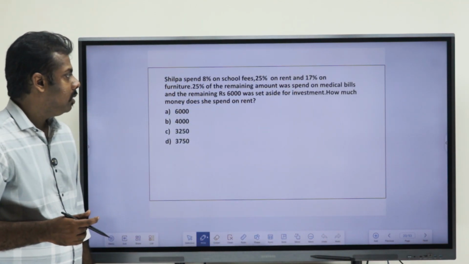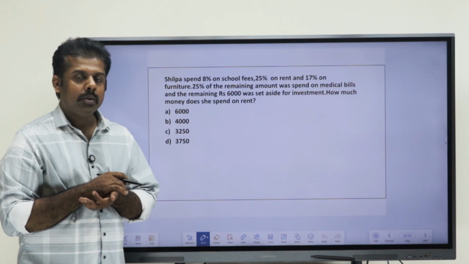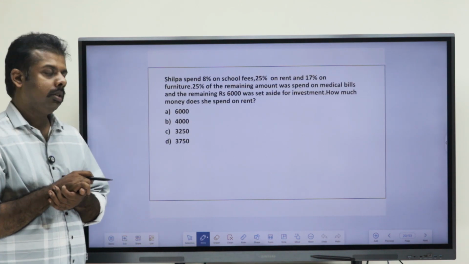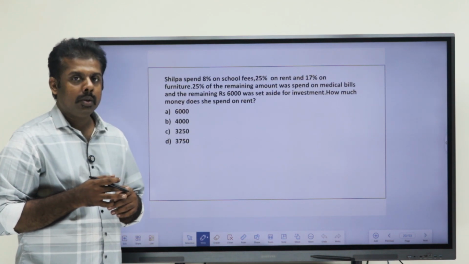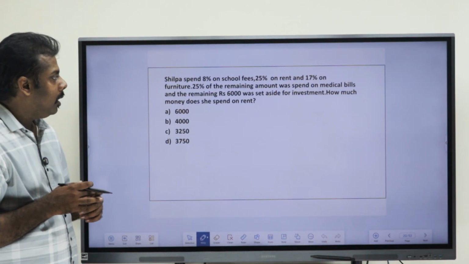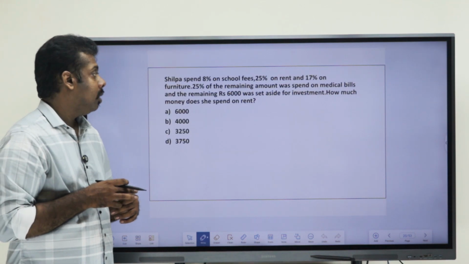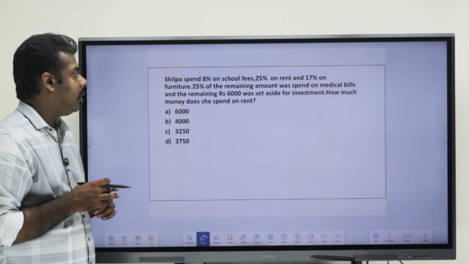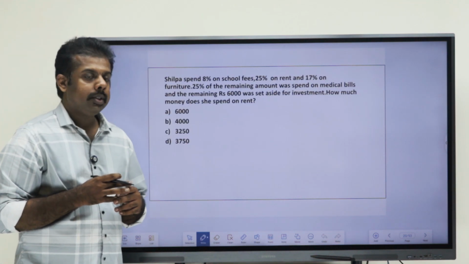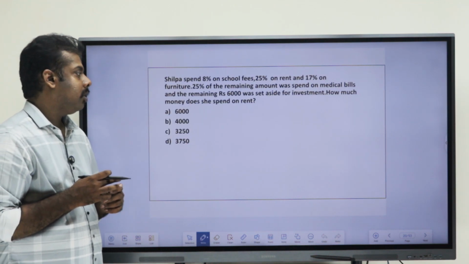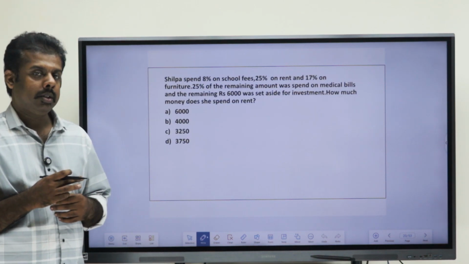This is also a different question, but first we can just go through the question and then start with the solution. Here they have told that Shilpa has spent 8% on school fees, then 25% on rent and 17% on furniture. 25% of the remaining amount was spent on medical bills and the remaining 6,000 was set aside for the investment. So, how much money does she spend on rent? That is the question they have asked.